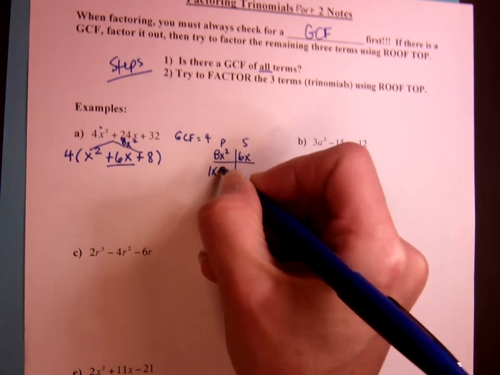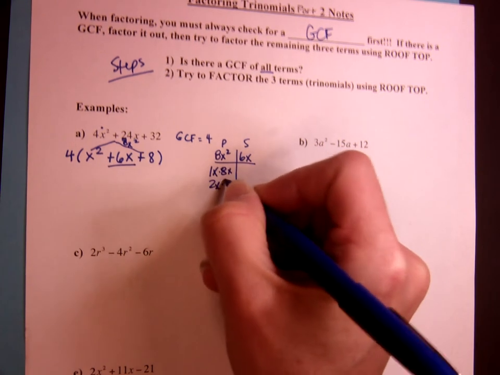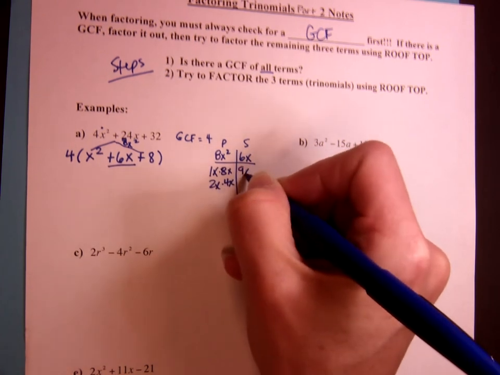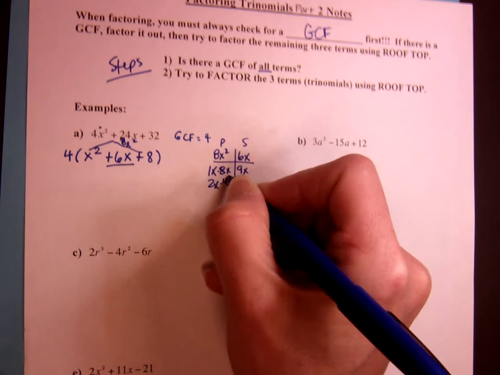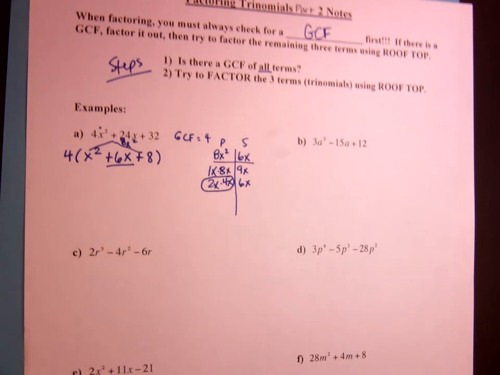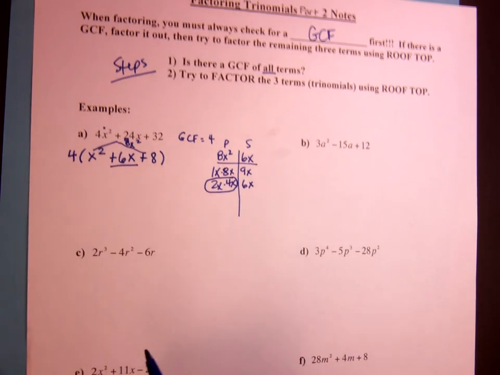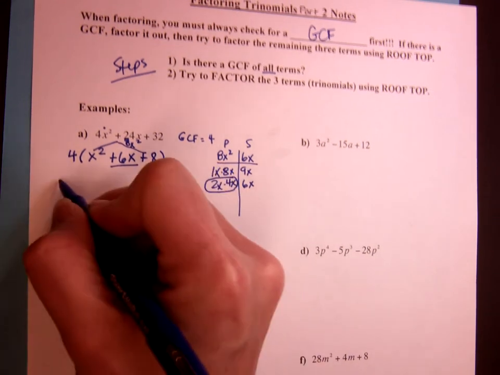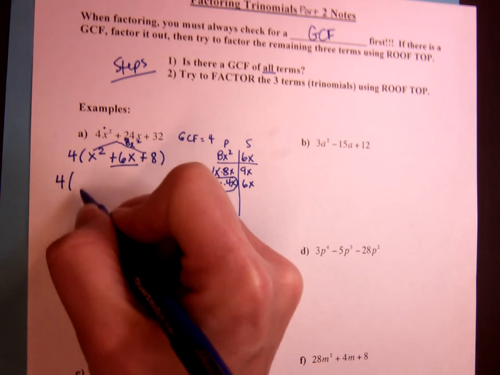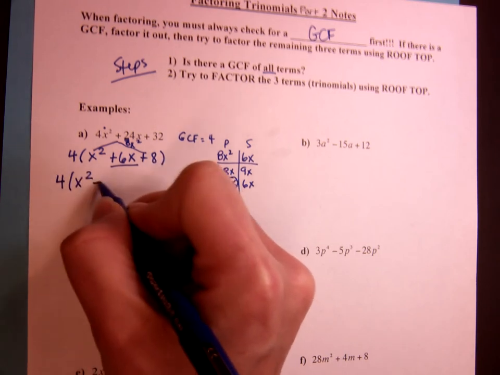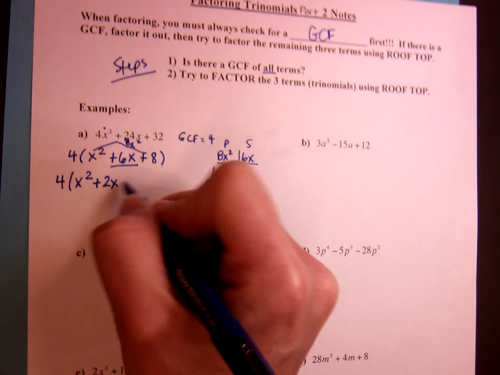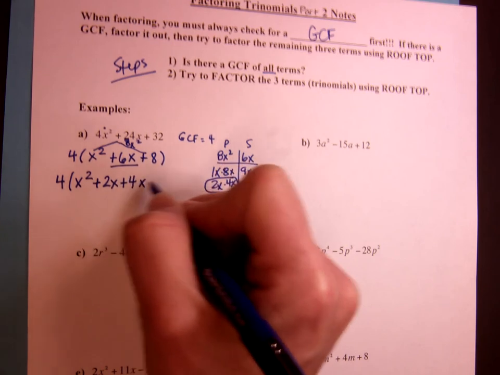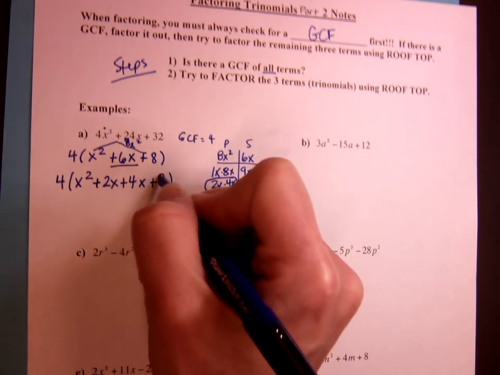1x times 8x, 2x times 4x, this would be 9x, and this would be 6x. So these are the terms that are going to multiply to 8x squared and add to 6x, and those will be what we replace that middle term with. We're still going to write down the 4, and we'll do x squared plus 2x plus 4x plus 8.